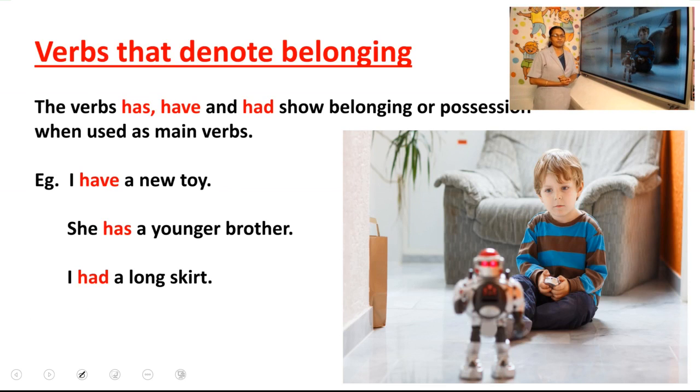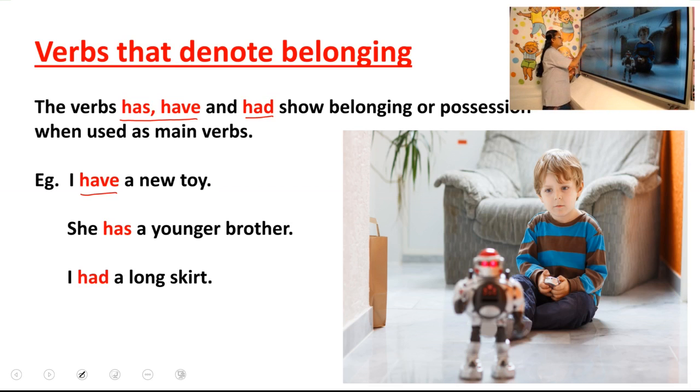Next, let us move on to the last part. Verbs that denote belonging. That means possession or ownership. The verbs has, have and had show belonging or possession. Which are the words that show possession or belonging? The words has, have and had. And see children, this has and have we use in the present tense and had we use in the past tense. And has we use with singular subjects, we use have with plural subjects. Okay, see this example, I have a new toy.